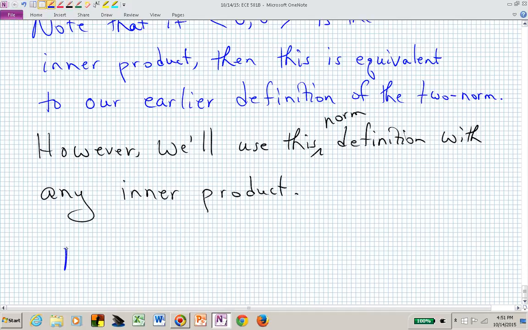Something else to realize is if we looked at the norm of AV squared, what's that equal to?